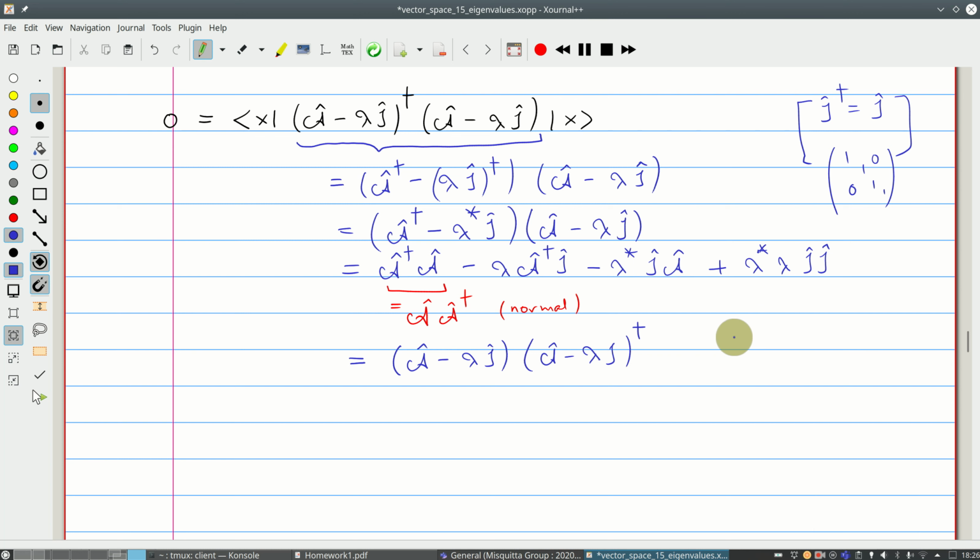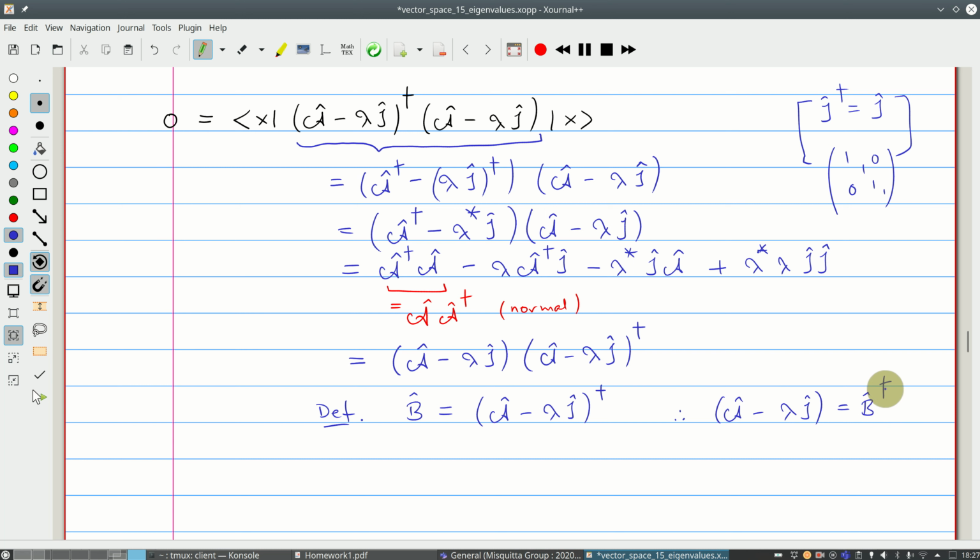Okay, to see what's going to happen next, now let us define one of these operators to be B. So now I'm going to define the operator B equal to A minus lambda I hat, dagger. Therefore, A minus lambda I itself, which is on this side, is simply equal to B dagger.